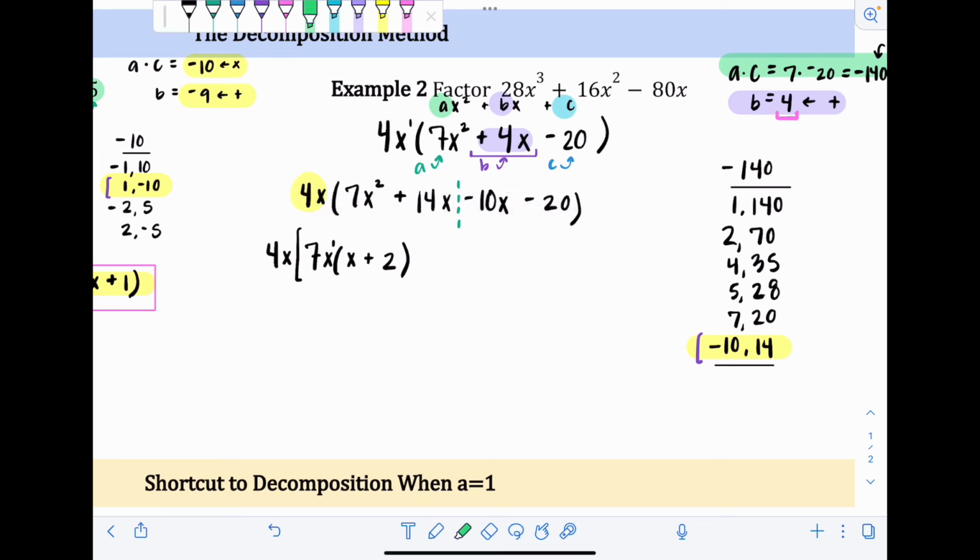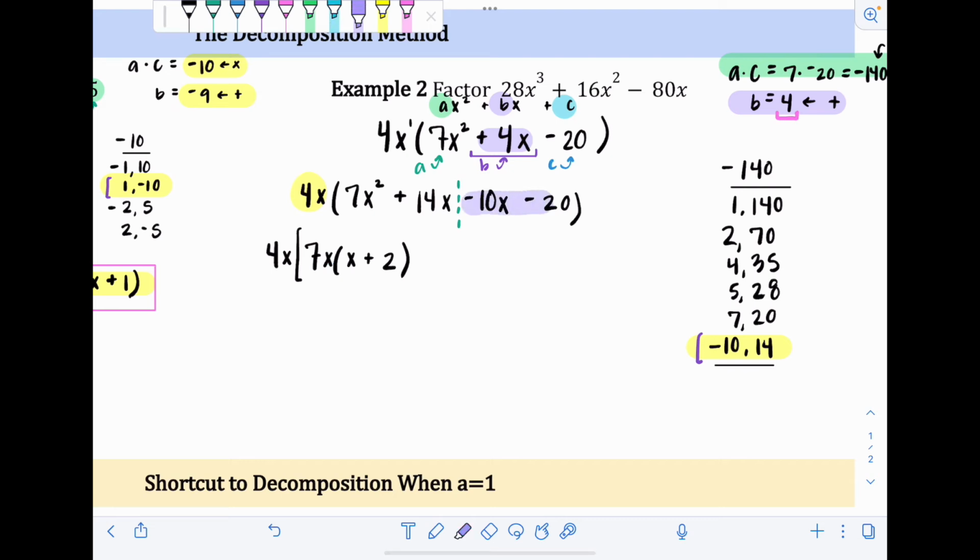Okay, and then we'll do the same thing, but with the second half. I'm just going to run through the other one really quick. So this was if you wanted to check your work, you could distribute back in your head. 7x times x is 7x squared. And then 7x times 2 is 14x, so we're good.